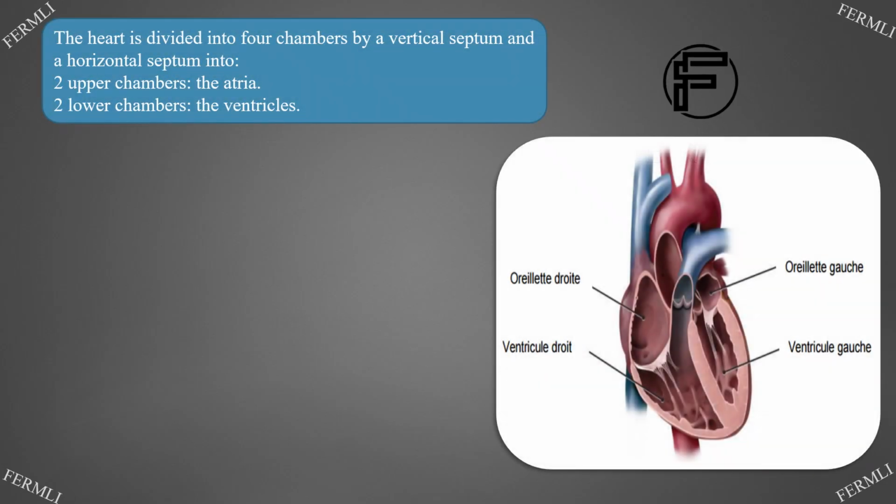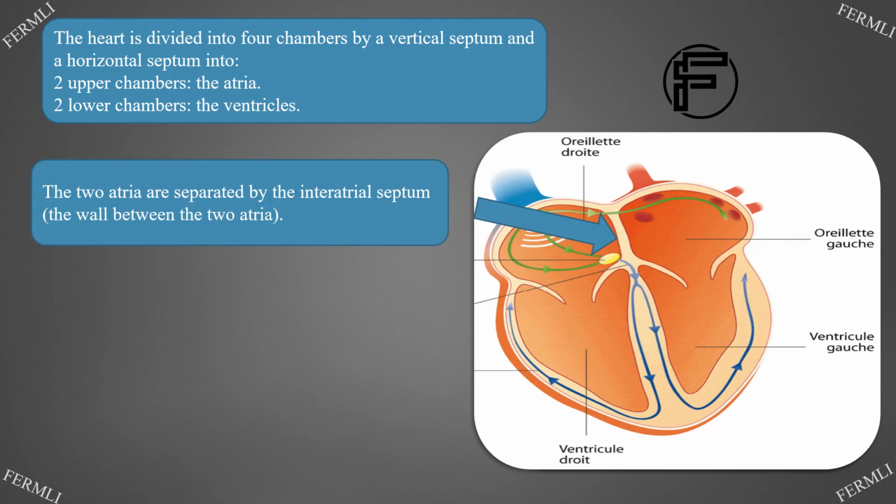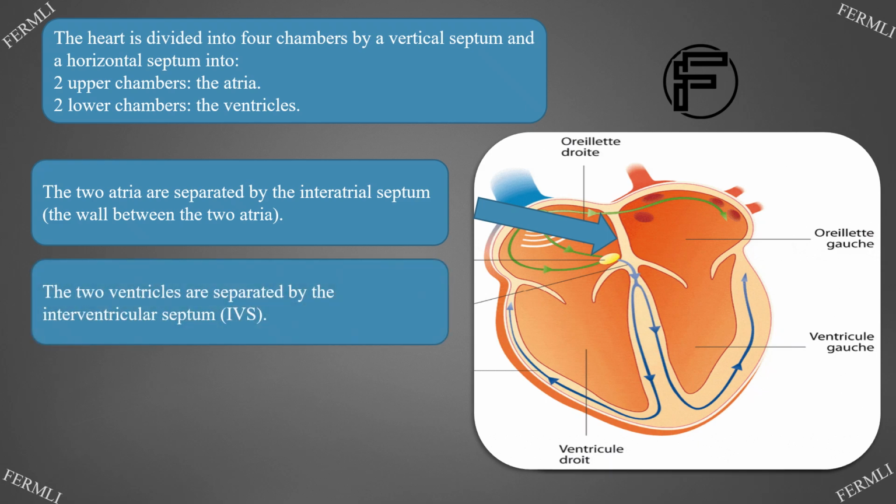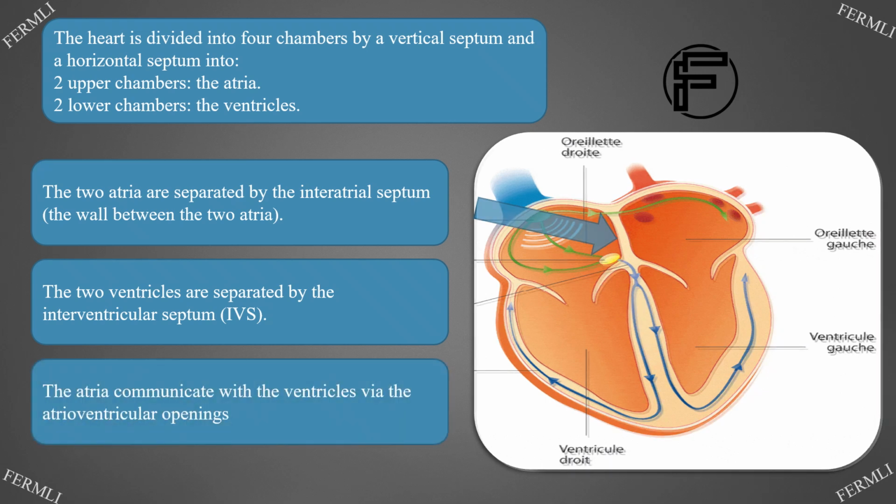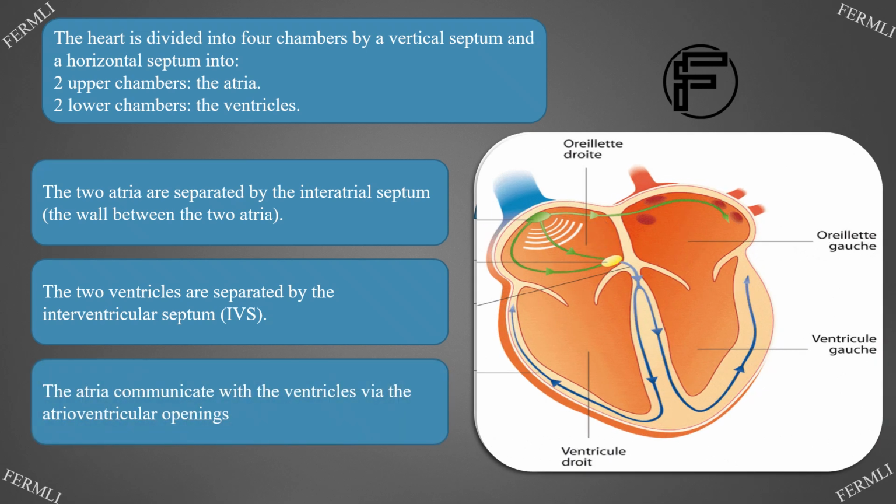The heart is divided into 4 chambers by a vertical septum and a horizontal septum: 2 upper chambers, the atria, and 2 lower chambers, the ventricles. The 2 atria are separated by the interatrial septum, the wall between the 2 atria. The 2 ventricles are separated by the interventricular septum, IVS. The atria communicate with the ventricles via the atrioventricular openings.